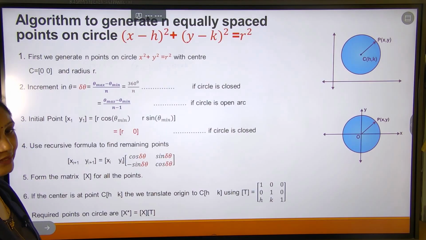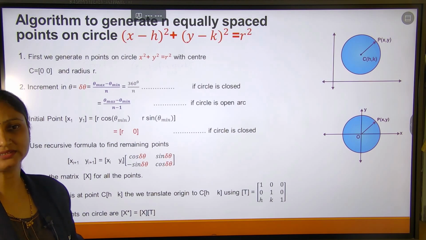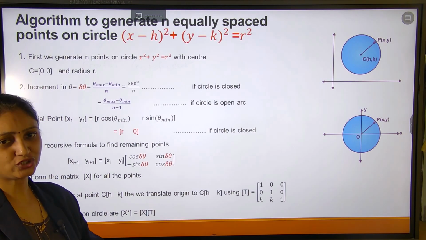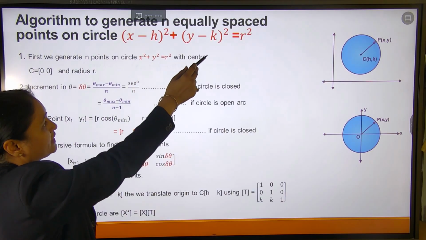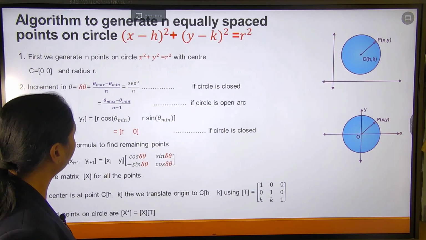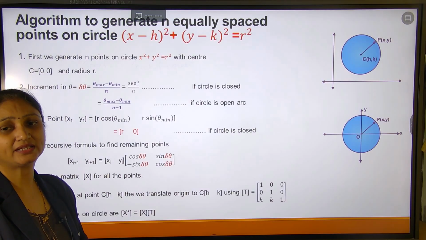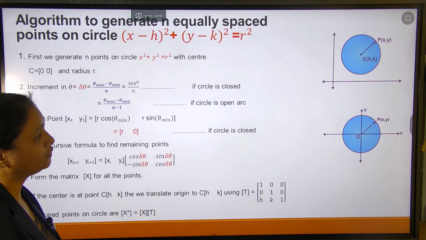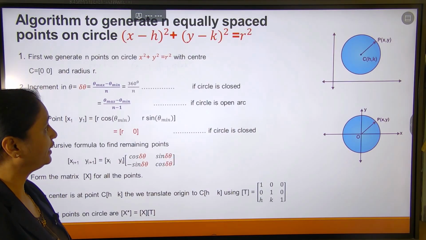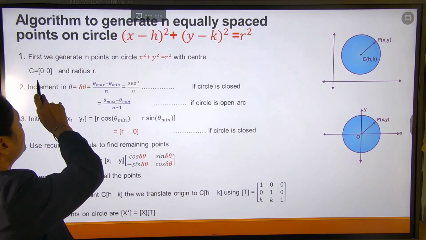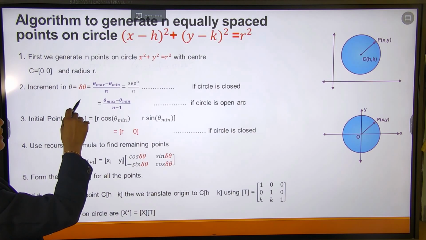So we have to solve the example step by step. Let us see the algorithm to generate the n equally spaced points on the circle whose center is h comma k. So the equation is x minus h whole square plus y minus k whole square is equal to r square. First we generate the n points on the circle. We cannot directly generate the points on the circle whose center is h comma k. So we first generate the n points on the circle at the origin, whose center is 0, 0 and the radius is r.